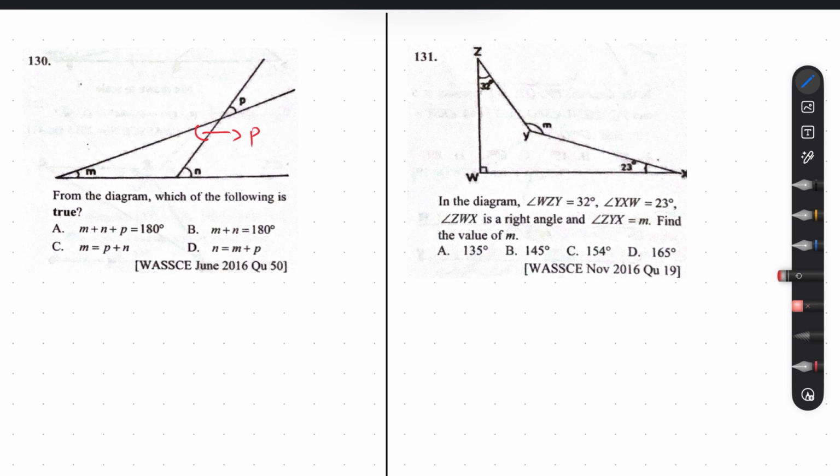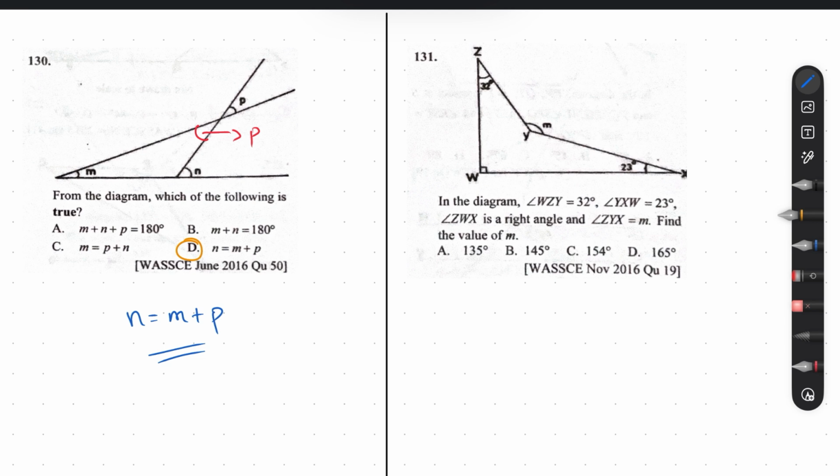180. But also we know that the sum of two opposite interior angles should give us the exterior angle. That means M plus P should give us N. That means N is equal to M plus P. So this is true. Now when we check here, which of them matches this one? It is D. So we choose D. Cool. Let's move on to question 131.